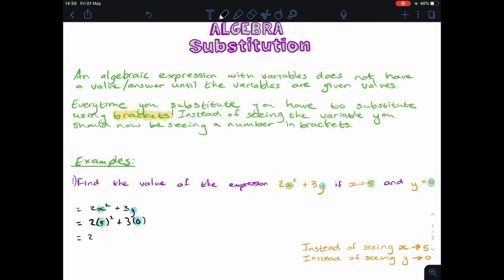Now I can write out the sum. So then it's 2 times 5 squared, which means 5 times 5, plus 3 times 0, which is 0. Now I'm going to follow BODMAS. So I'm going to keep the 2 and I'm going to say 5 times 5 is 25 and I'm going to keep it in brackets. And plus 0 means nothing, so I'm just going to leave that out. 2 times 25 is 50. So now my answer is 50.